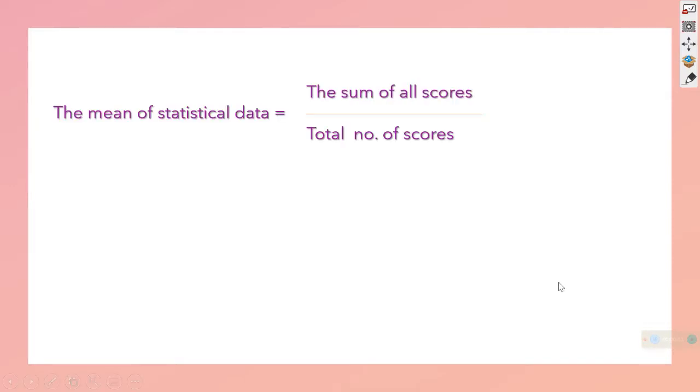Dear students, in the last video you studied the concept of statistics and how to find the mean of a given set of data. The formula which you studied in the lower class, you repeated and recalled: the sum of all scores divided by the total number of scores gives you the mean of a statistical data. The presentation of the formula was also understood in the last video.